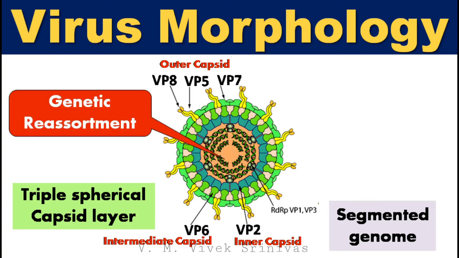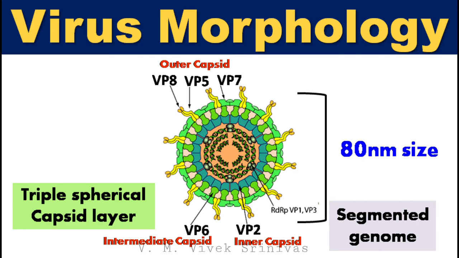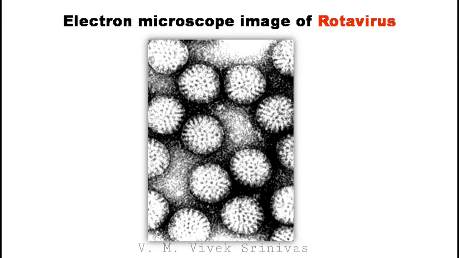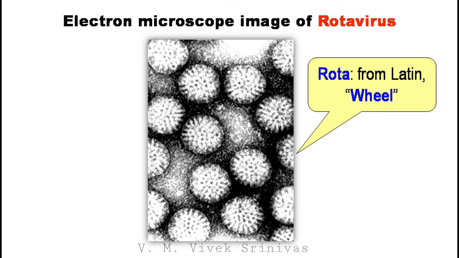These segments are prone to genetic reassortment. The entire virus is about 80 nanometers in diameter. VP4, VP5 and VP7 code for the outer capsid. VP6 codes for the intermediate capsid. And VP2 codes for the inner capsid. The picture shown here is the electron microscopy image of the rotavirus, which appears as a wheel-shaped morphology.